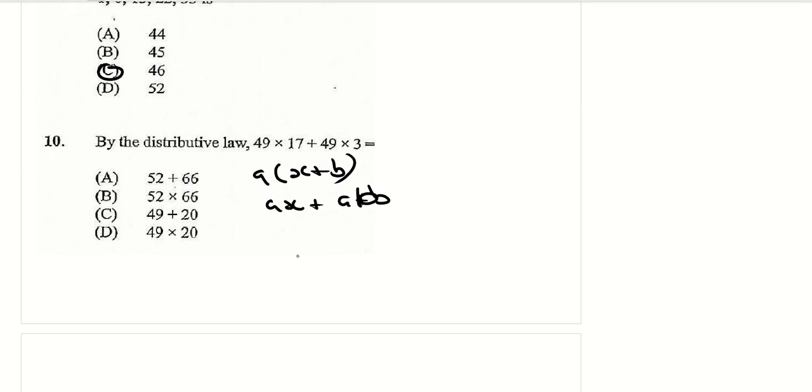AB, sorry. If you put it in here, you can see that A is 49, X is 17, and B is 3. And if you put it back into this formula here, you can see it's 49 multiplied by 30. That's 17 and 3 is 20. So the answer would be 49 multiplied by 20, which is that.